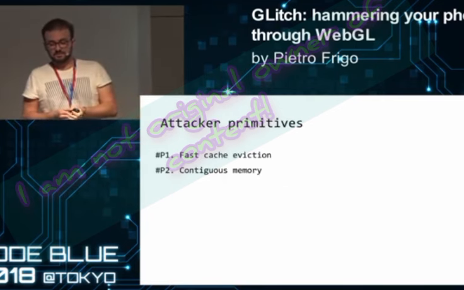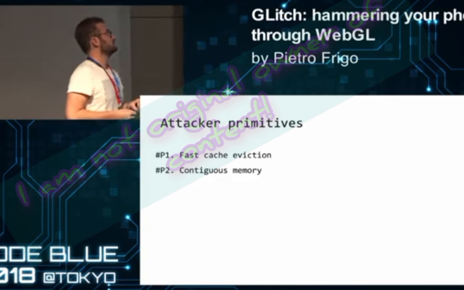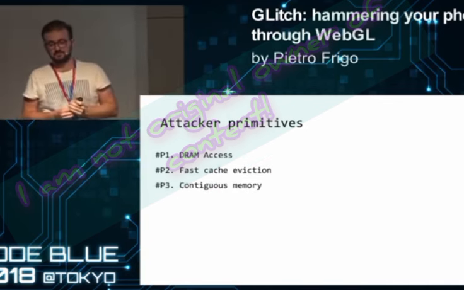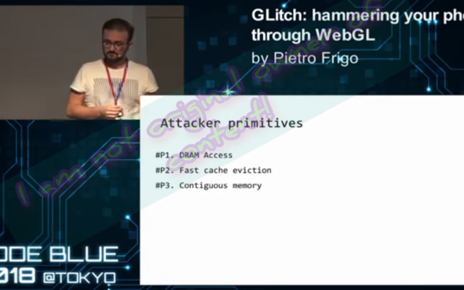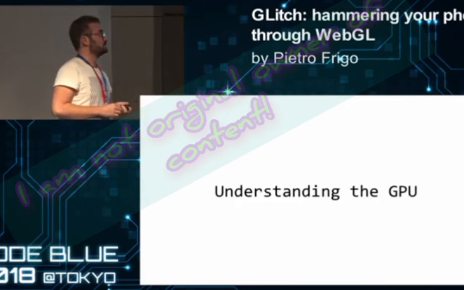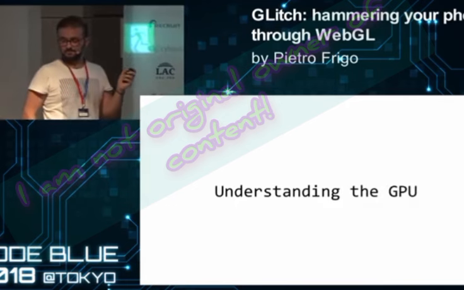So back to our primitives. Now we need to figure out how to get these two from the GPU. And also we need to figure out how to get DRAM access, first of all, from the GPU. So to understand how we get DRAM access, we first need to understand how the GPU works. So let's have a bit of introduction of how this works.